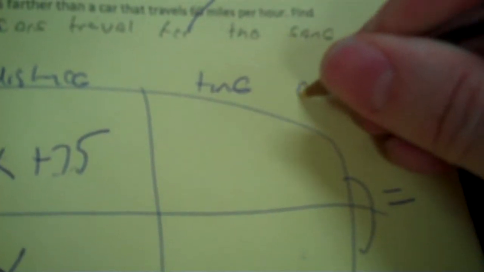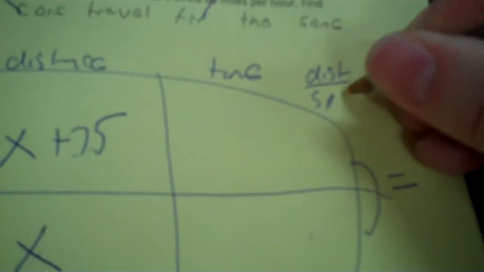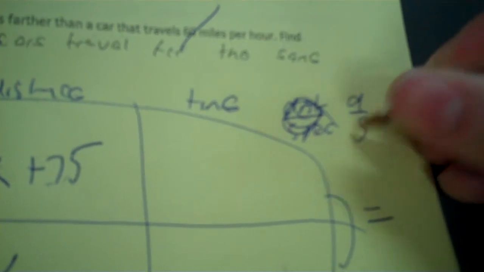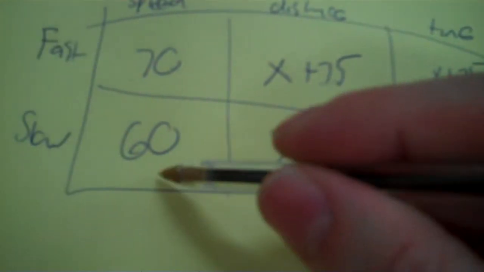The time. Well, I'm out of numbers to put down. The only thing I know about the times is that they travel for the same time, so the times are equal. And I also know from this first sheet here that time equals distance divided by speed, or D divided by S. So the distance here, you have X plus 75. The speed, you have 70. Distance here, you have X. The speed, you have 60.